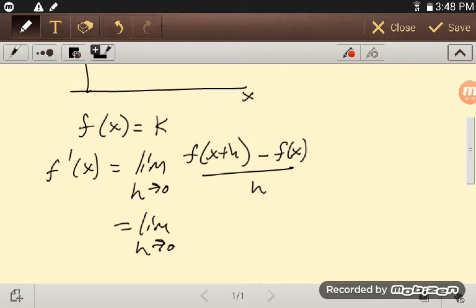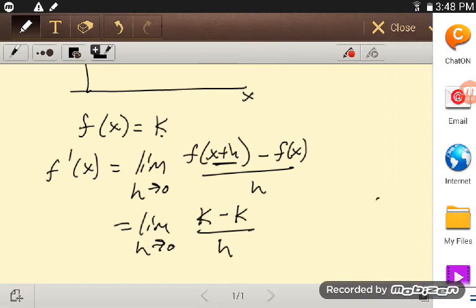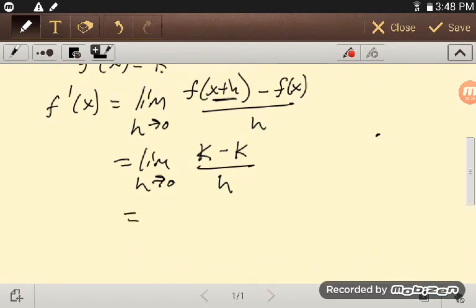Now, f of x plus h, well, f of whatever, it doesn't matter what I put in there, it's k. It's a constant. Minus f of x, that's k, divided by h, and look at that. And so we get 0. Okay, now you may think, I've got 0 over h. If I did direct substitution, I'd get 0 over 0. I didn't do direct substitution.